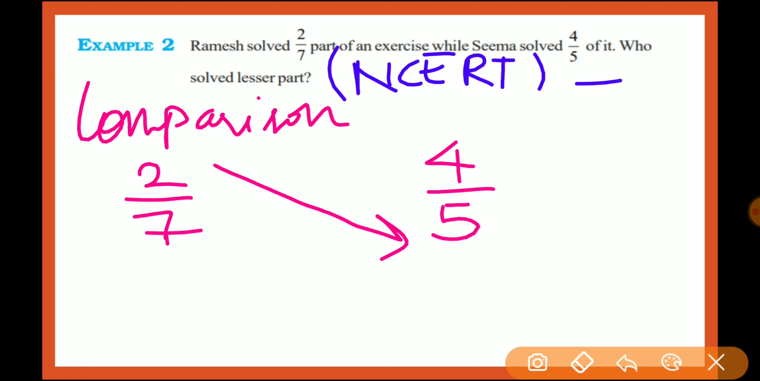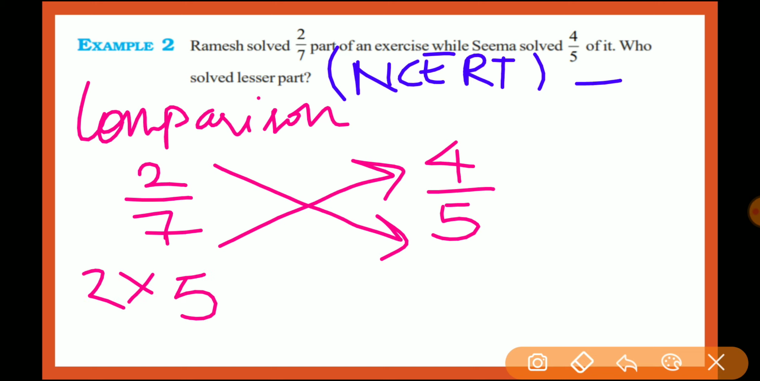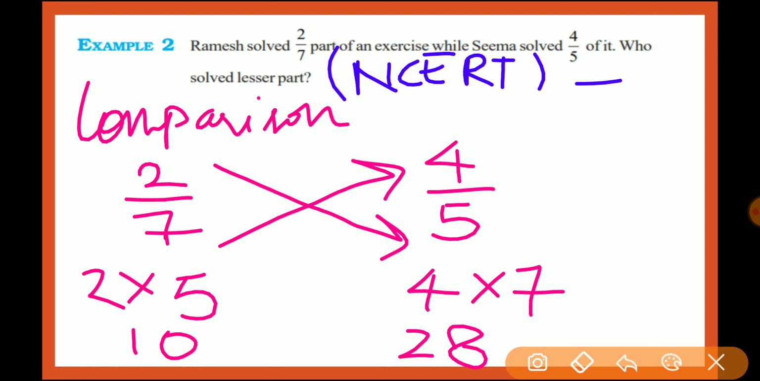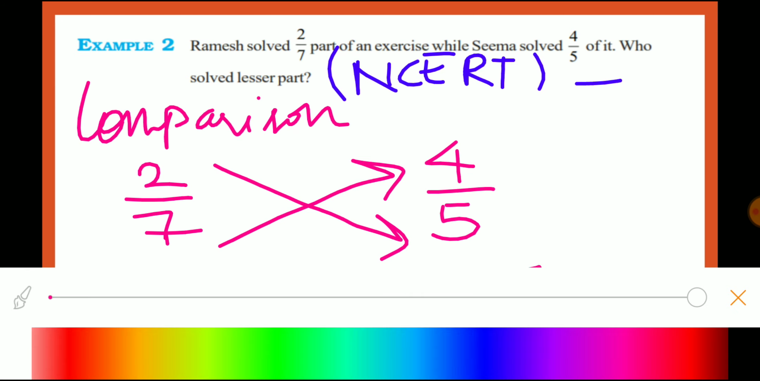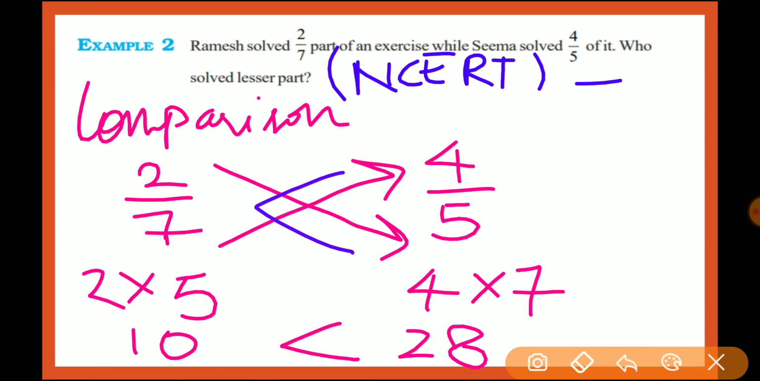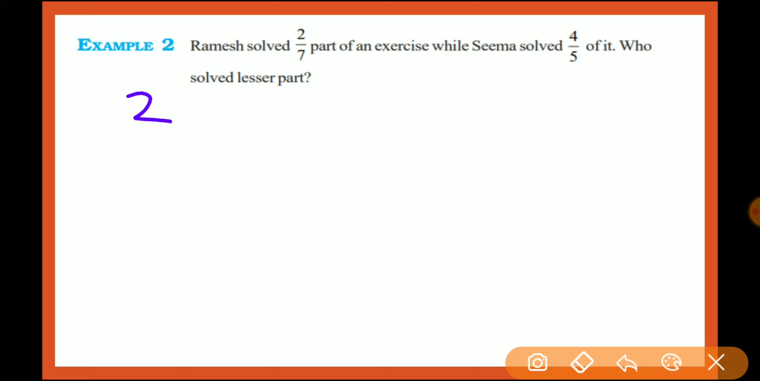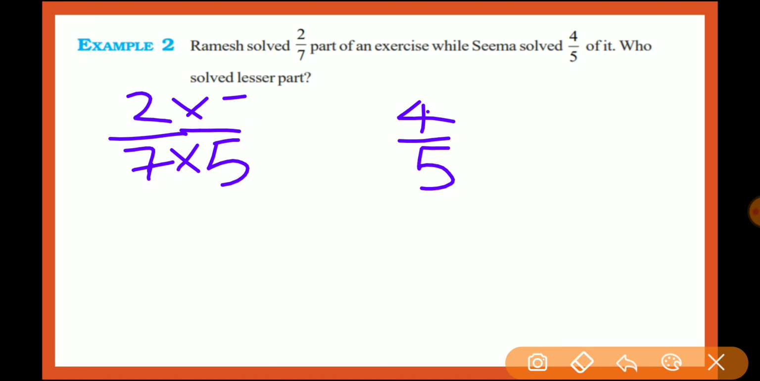If you do cross multiplication, you can multiply 2 into 5 here, and here 4 into 7. So this is 10, this is 28. This one is greater, so simply you can say this one is greater. Clear? Now comes the second method. In the second method, 2 by 7 and 4 by 5. You know the LCM of 7 and 5 is 35. So you will multiply by 5 in the numerator also, and the same thing multiplied by 7. Why? Because the LCM is 35.